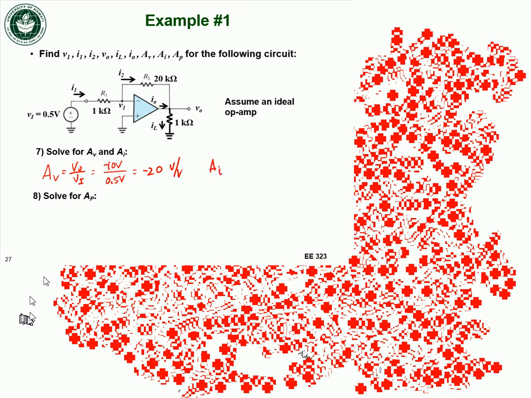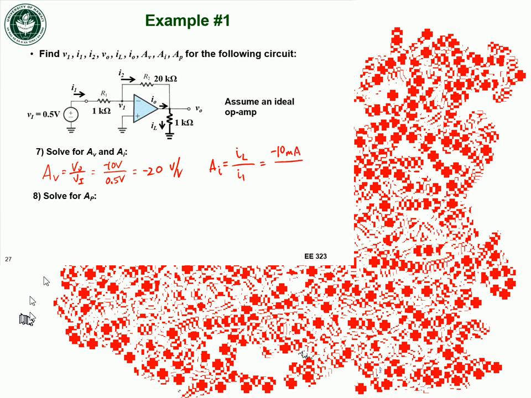And for the current gain, that's going to be the load current divided by the input current, which is I1. So the load current is negative 10 milliamps. I1 was half a milliamp. So that is also negative 20. And you can leave it unitless or write amps per amp.